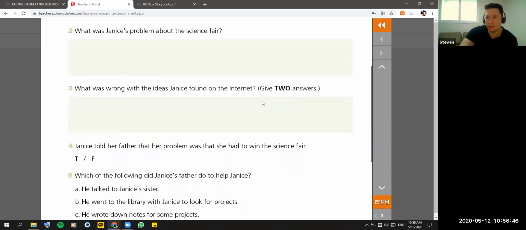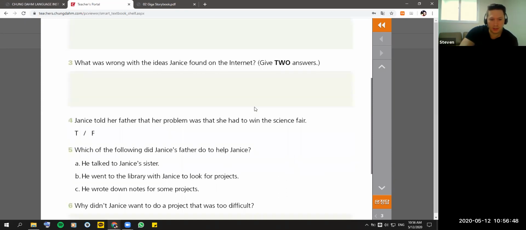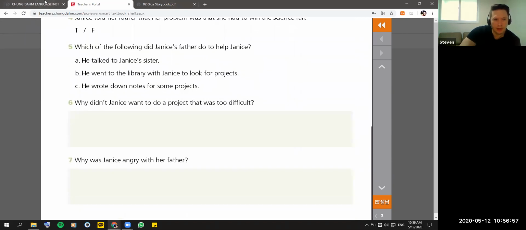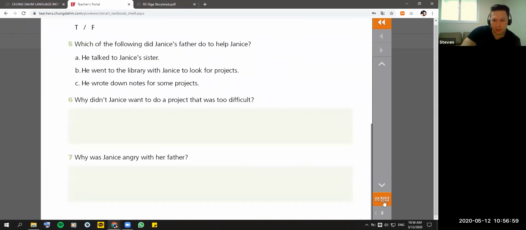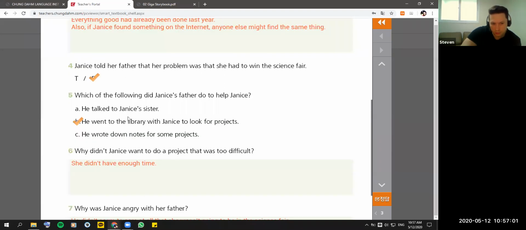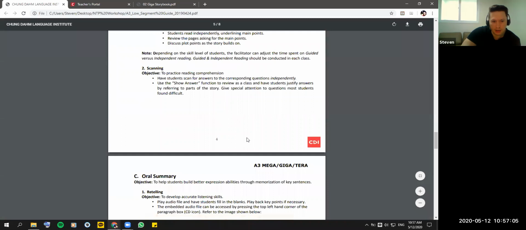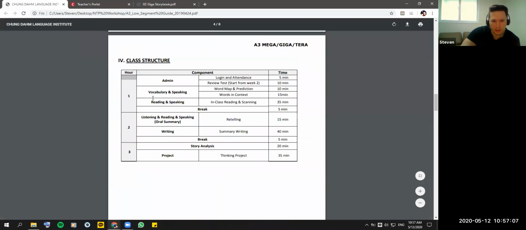Some students aren't going to need to do this. But if they're having some trouble, teach them how to preview questions and get them to understand what the question type is and how to answer it. It ties into A2 a bit. As you can see, some of them are written, some are multiple choice, true or false, and the segment guide recommends that we spend 35 minutes on the reading and scanning.